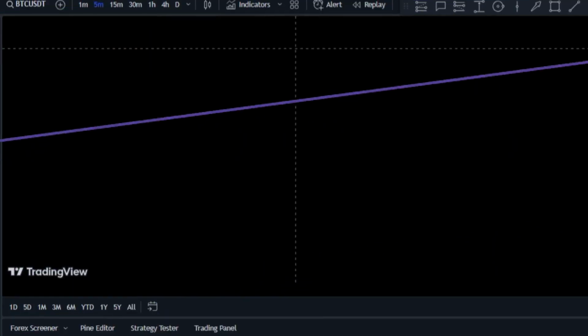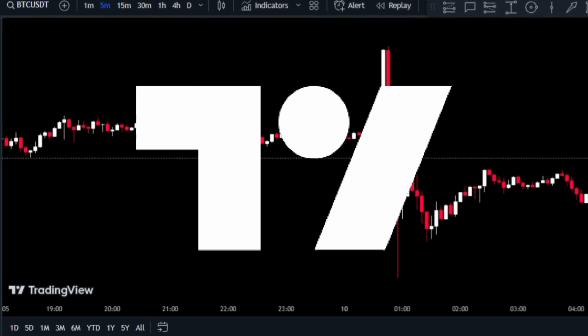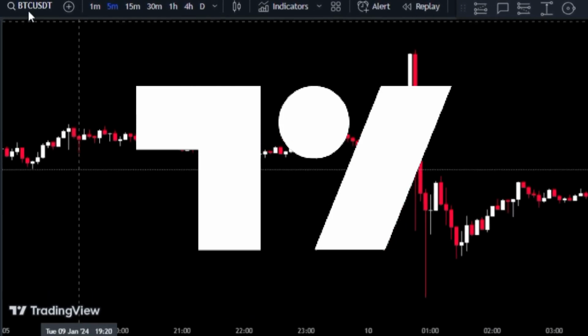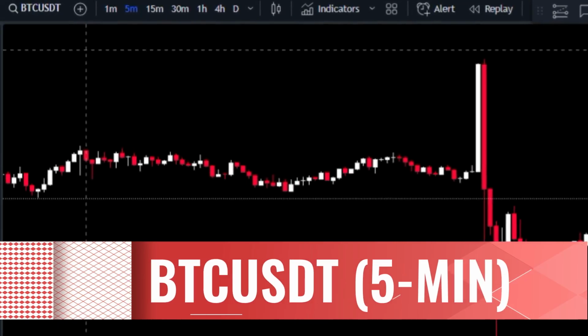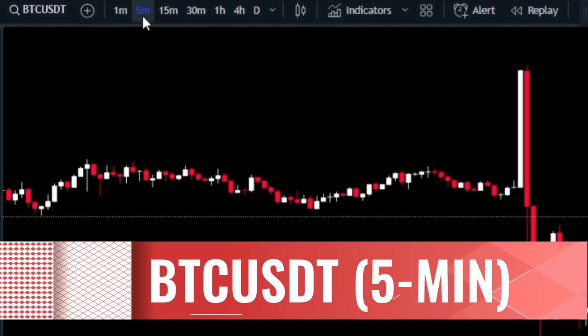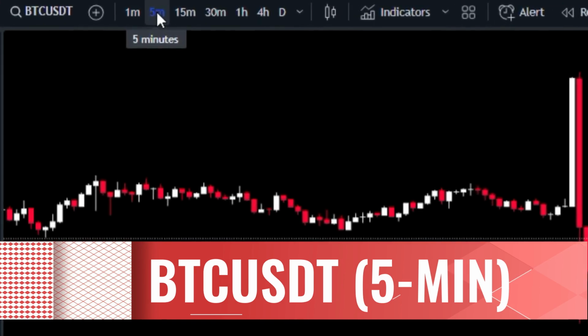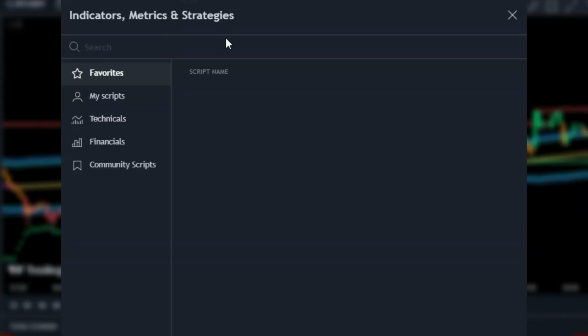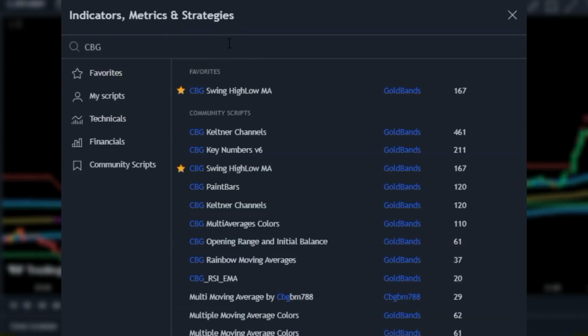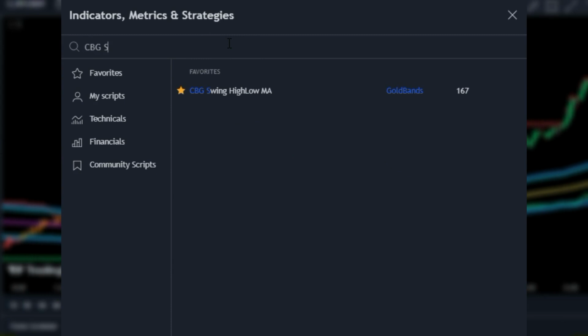Let's not waste any more time and jump right into TradingView.com. At the moment, we're looking at the Bitcoin chart, but you're free to choose any chart for trading. Head over to the indicator section and add the CBG swing high-low MA indicator to your chart.